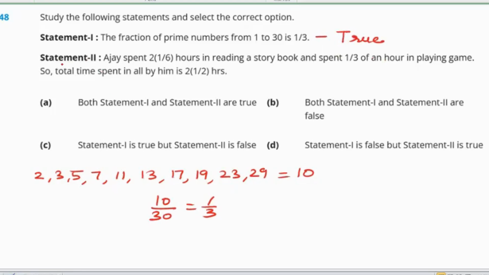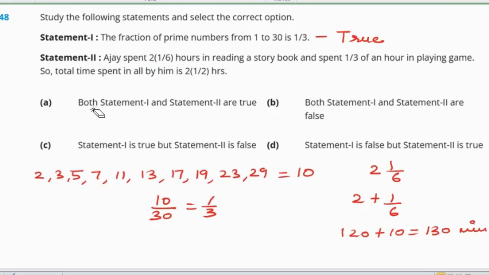Let's talk about statement 2. It says that Ajay spent 2 whole 1 by 6 hours reading a book. Now, what is the meaning of 2 whole 1 by 6 hours? That means 2 hours plus 1 by 6 of an hour. So 2 hours means 120 minutes, and 1 by 6 of an hour means 10 minutes. So in total we have 30 minutes.